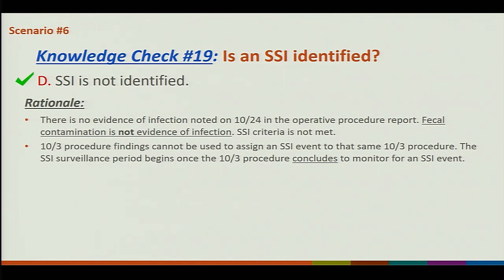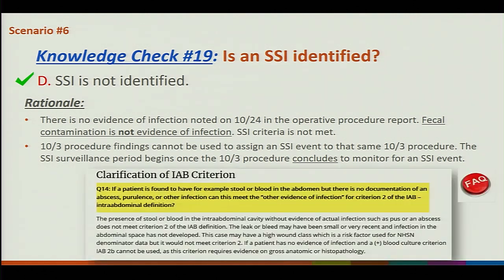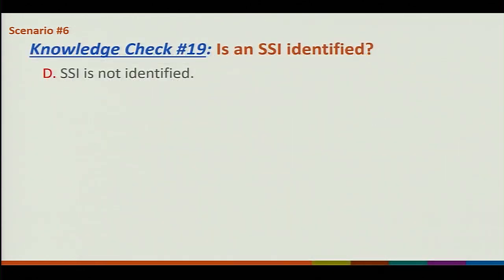The SSI surveillance period begins at the conclusion of that 10/3 procedure, and you monitor for an SSI event. So I just wanted to clarify here and also highlight this SSI frequently asked question number 14 that addresses when a patient may have stool or blood in the abdomen, and the fact that this would not be considered abscess, purulence, or other evidence of infection, because we get this question sometimes, and if you ever need to refer to this or provide it as proof, when you're working through your cases, we do highlight this in our FAQ.